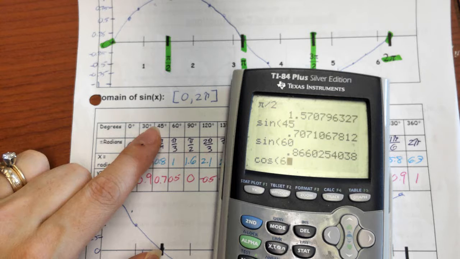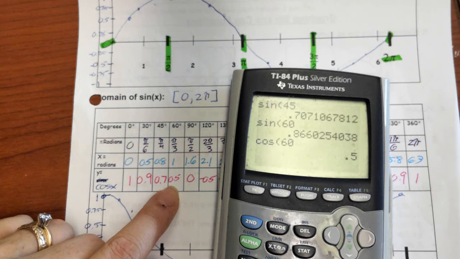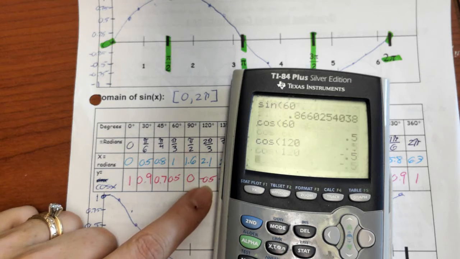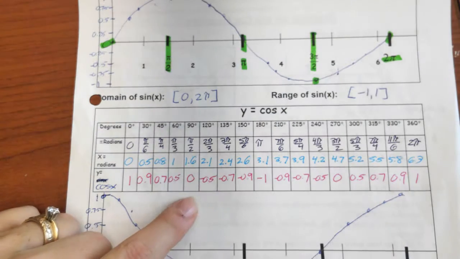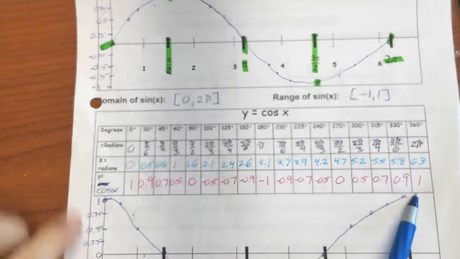I'm just going to put, for example, the cosine of 60, and that's where that 0.5 came from. Or the cosine of 120. That's where the -0.5 came from. So I'm just getting values in decimals so I can graph them.